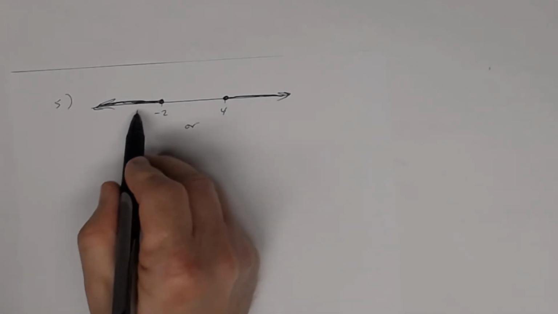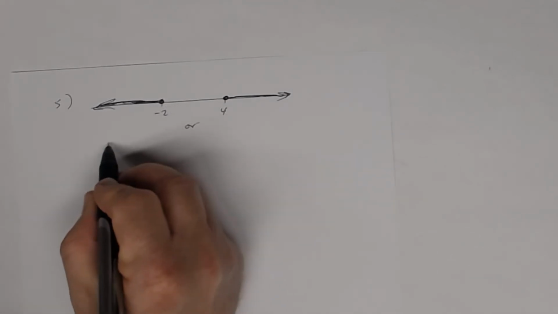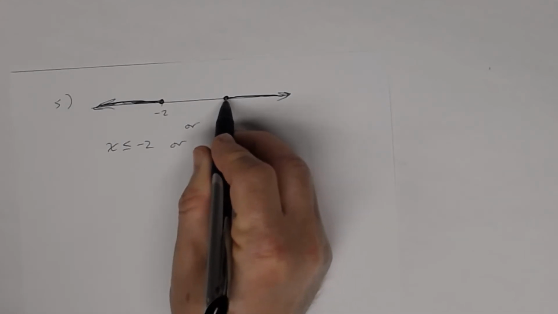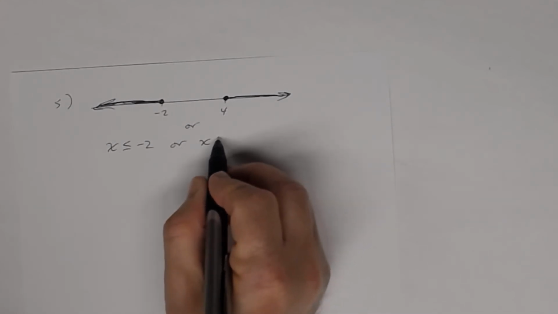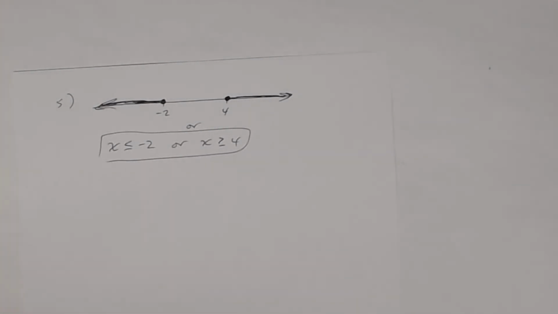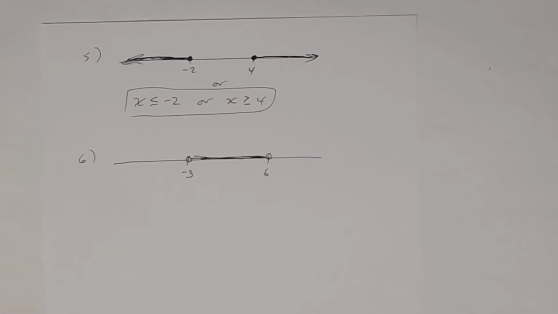So you're going to say x is less than or equal to. Notice a closed circle. So closed circle means it's included. So x is less than or equal to -2, or, and then that's a closed circle as well. You're going to say x is greater than or equal to 4. And there's your answer. Not difficult at all, right? Very simple process. Very simple.